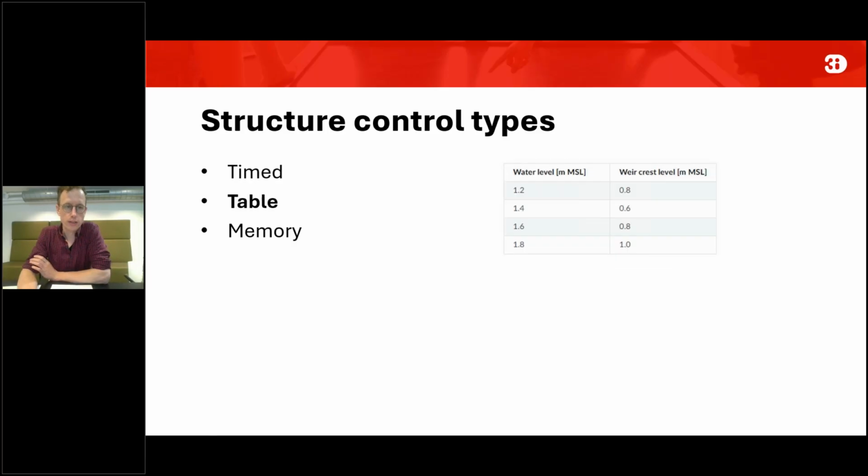Then there is the table control. For a table control, you specify the water level that is to be measured, or another variable. And then for each water level, you specify the crest level, or another variable that can be set, another property of the structure that can be set.